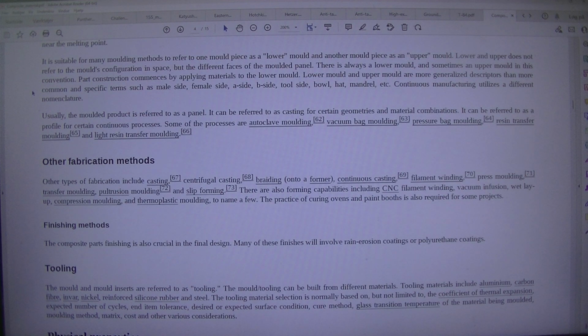Continuous manufacturing utilizes a different nomenclature. Usually, the molded product is referred to as a panel. It can be referred to as casting for certain geometries and material combinations. It can be referred to as a profile for certain continuous processes.